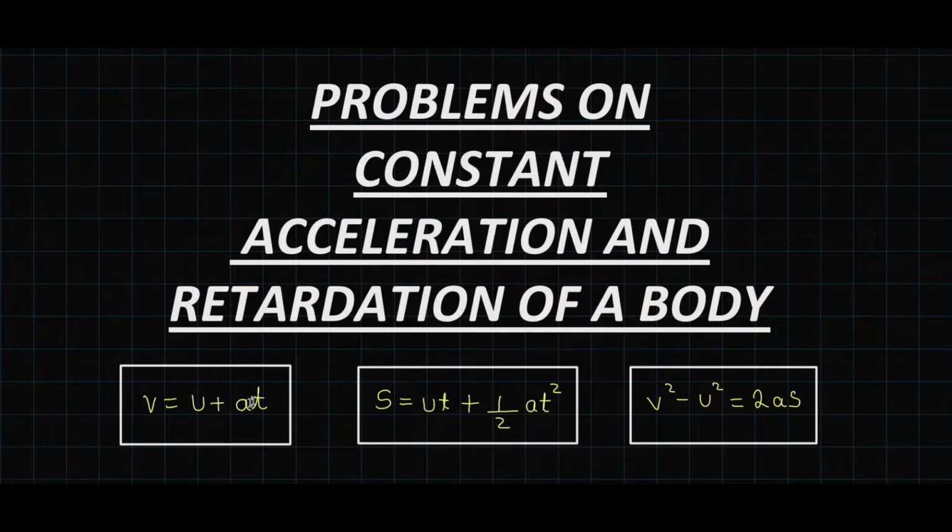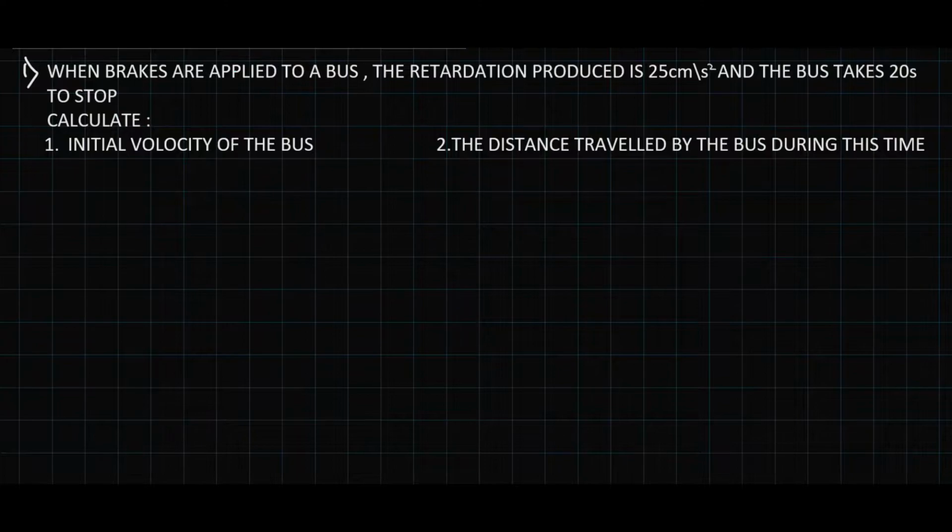So we are going to make use of this formula right here. We write down the formula: V equals U plus AT. V given to us is 0 because the bus comes to a stop. V equals 0. U is not given. We have to find U.